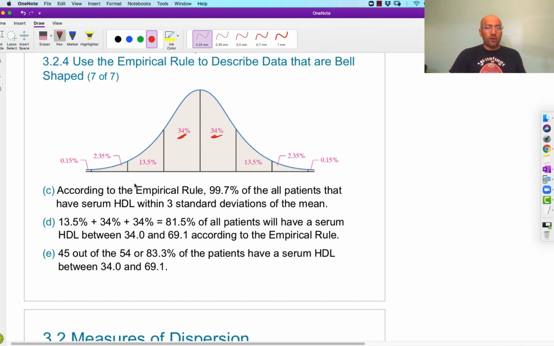the numbers were 34. 34 was 2 standard deviations below the mean, which was 57.4. And 69.1 is this one, which was 1 standard deviation. So that means that if we add these three things, 34 plus 34 plus 13.5, 81.5% of the data should lie between these two numbers, right? That's why we add this one plus this one plus this one to get our answer.